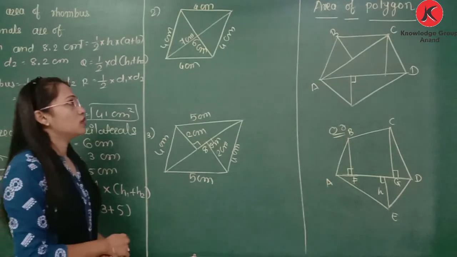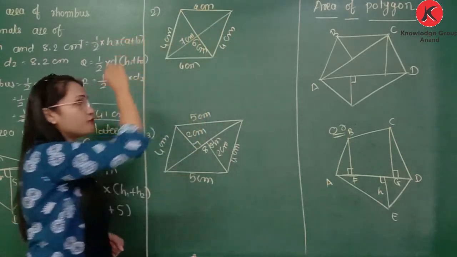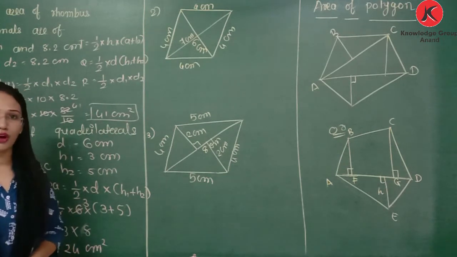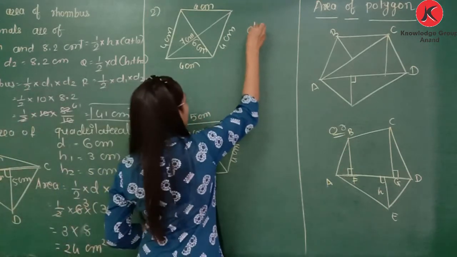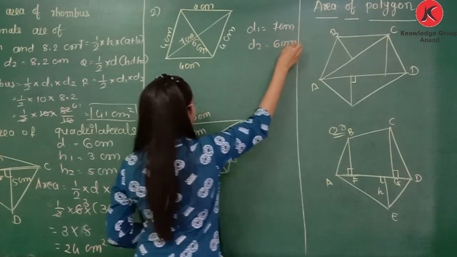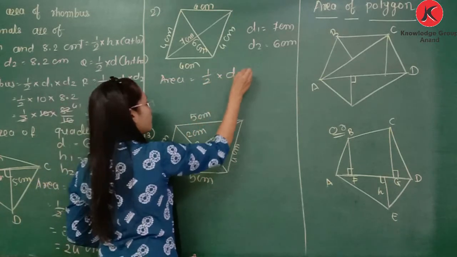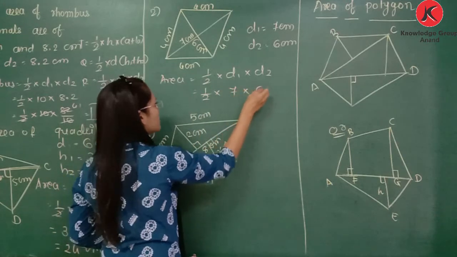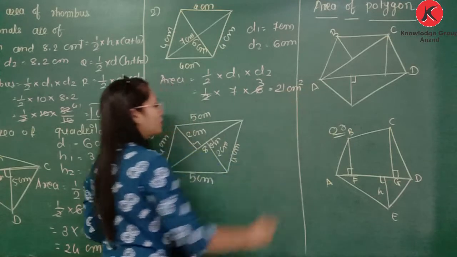Now for the next, you can see in the figure it is written 4 centimeter, 4 centimeter, 4 centimeter and 4 centimeter. It means it is a rhombus. So what is the area of a rhombus? It is 1 by 2 diagonal 1 multiplied by diagonal 2. So d1 is equal to 7 centimeter, d2 is given as 6 centimeter. So area of rhombus is equal to 1 by 2 d1 multiplied by d2. Here d1 is 7, d2 is 6. So that is 21 centimeter square.